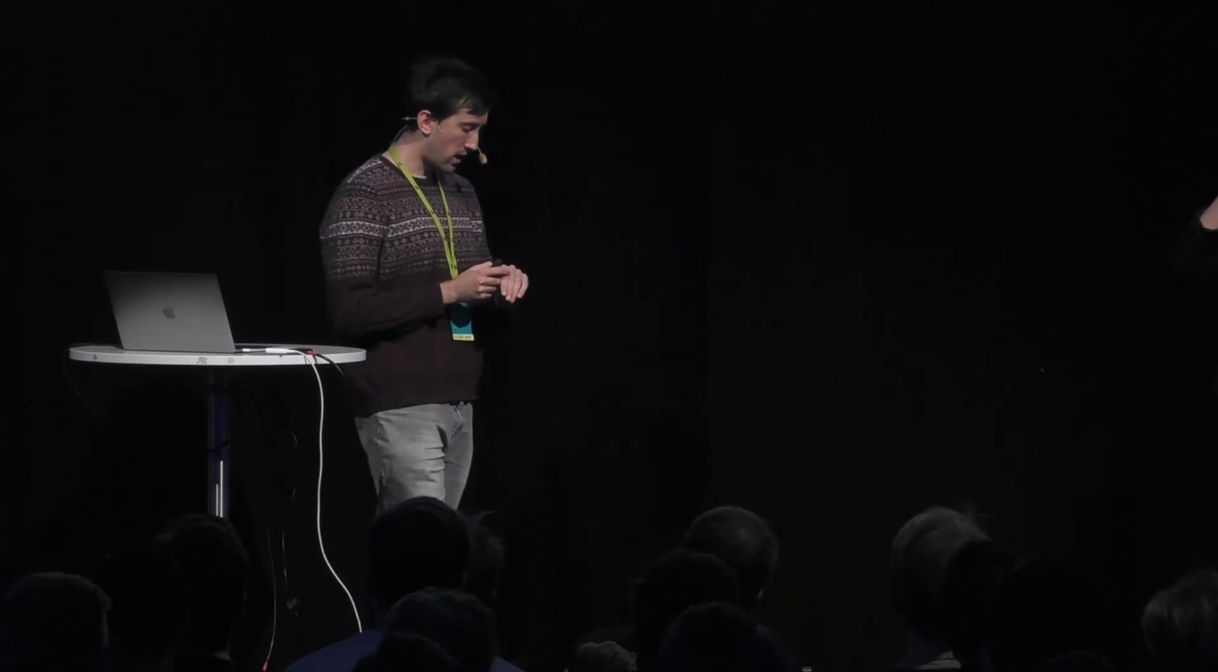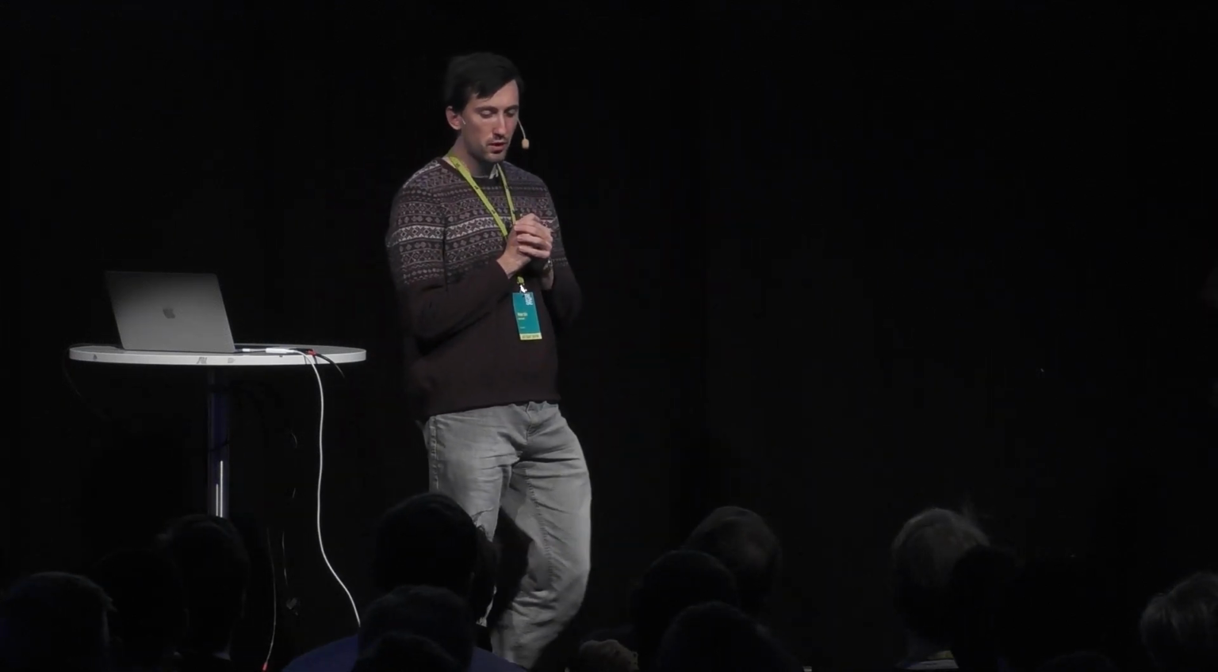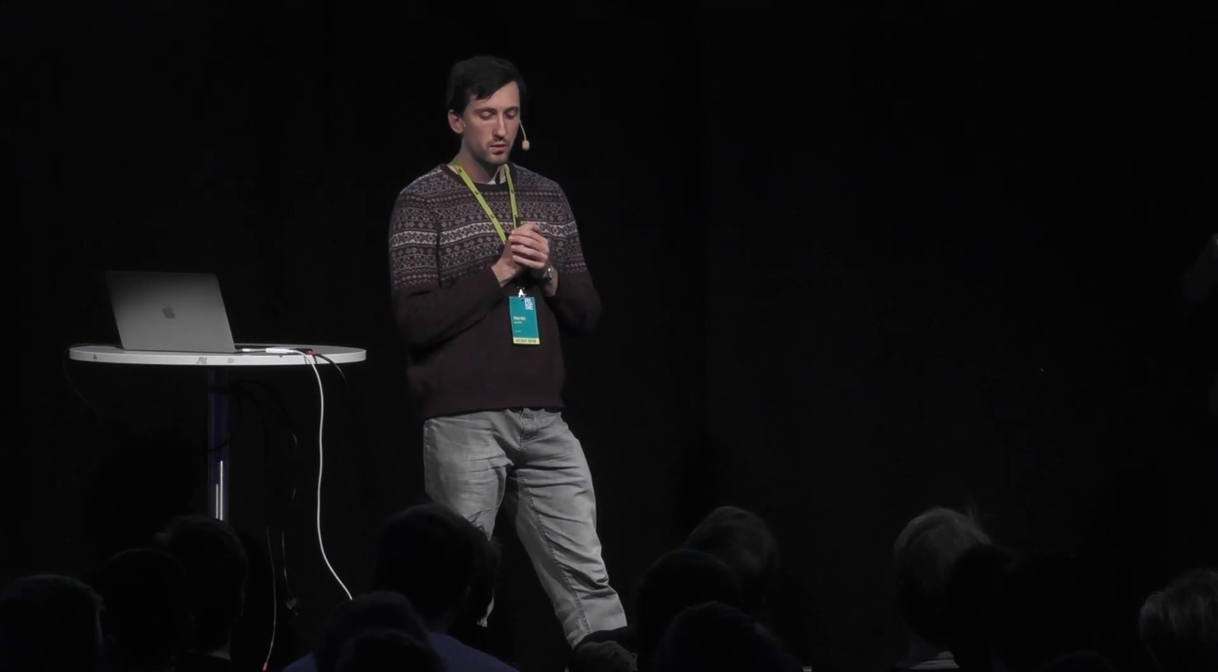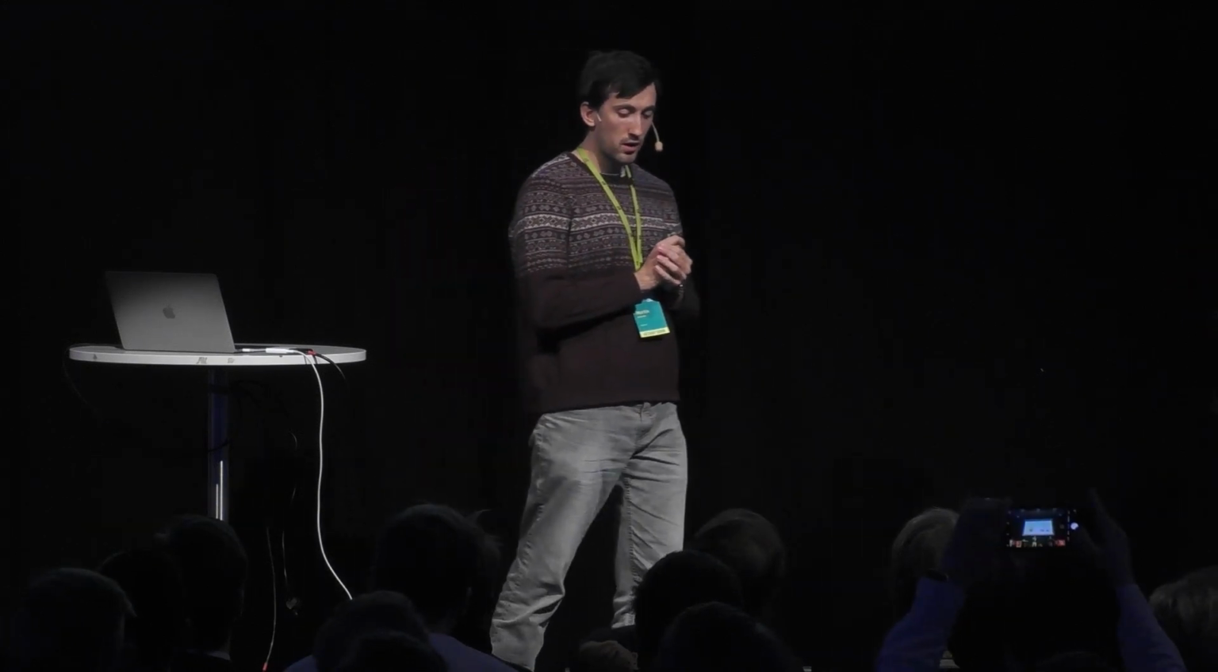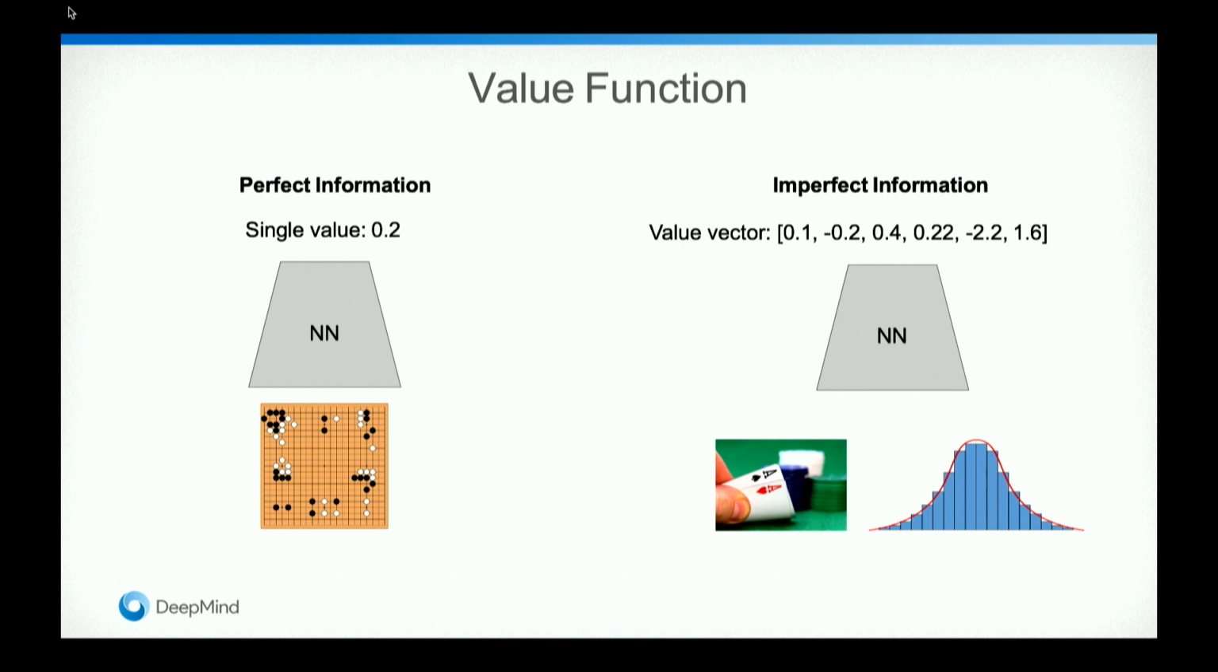Okay, now I promised you to also show you what's the difference in value function. So on the left, we have a value function for perfect information. So a neural network, or any value function really, gets as an input some representation of the board. For AlphaZero, it really is just a picture that we feed through convolutional neural nets.